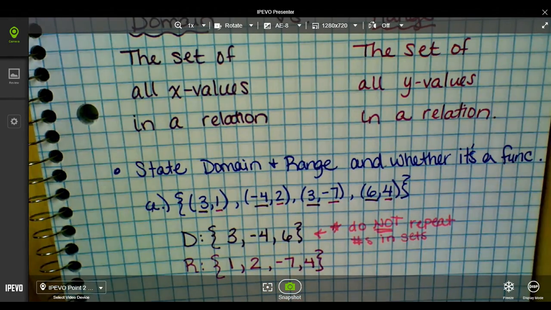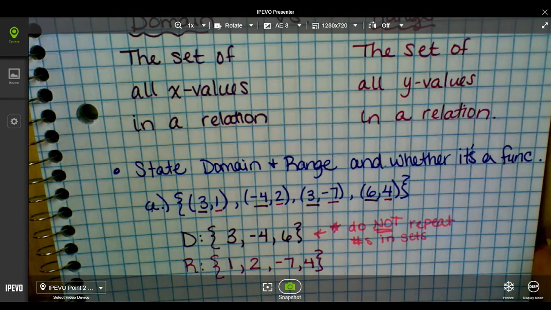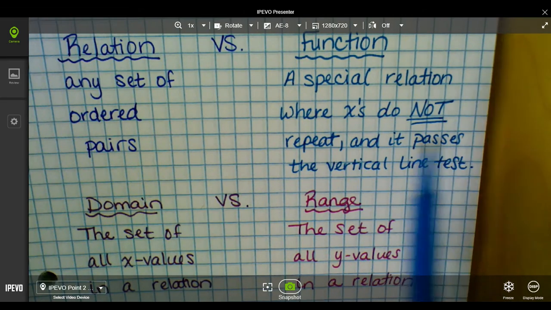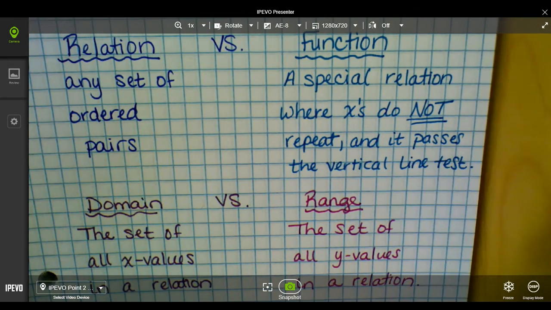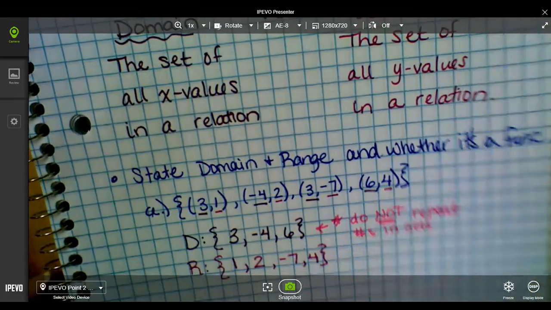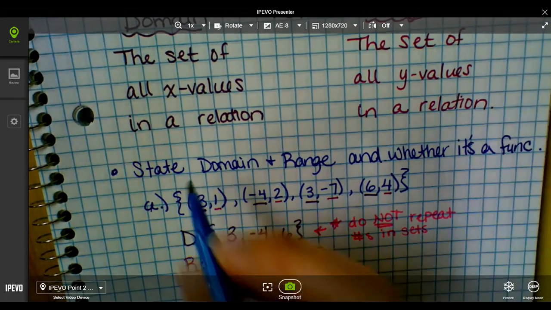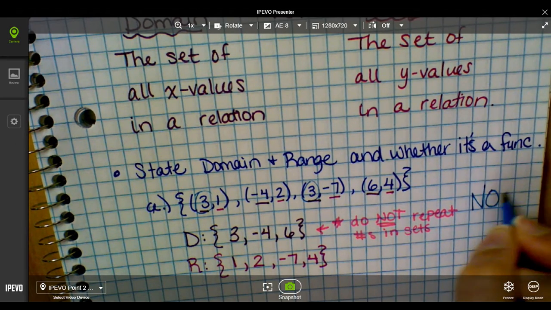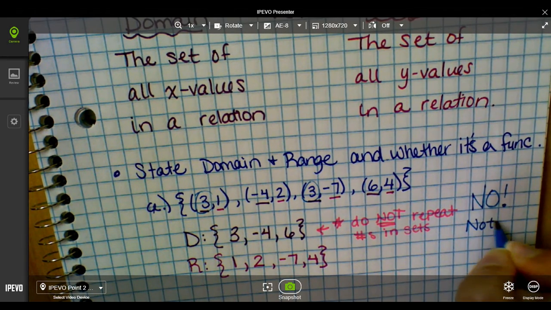And then we have to ask ourselves, is this a function or is it not? So if we go back up here and review what is a function, a special relation where the x's do not repeat and it passes the vertical line test. Over here, my x is repeated. So if I have a repeated 3, then nope, this is not a function.